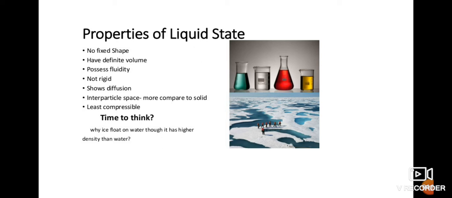Now, normally ice is a solid, so obviously its density should be higher than the liquid state. But during the formation of ice, inside the ice there are small air spaces present. Now those air spaces will actually reduce the density of ice. So as the density of ice is reduced, automatically the ice will keep on floating on water.